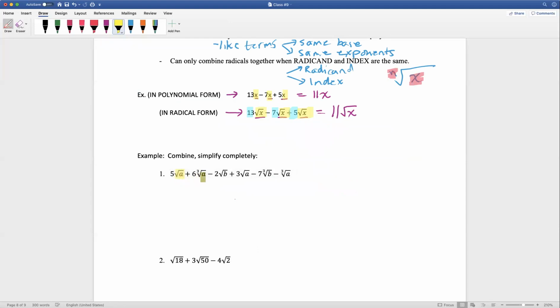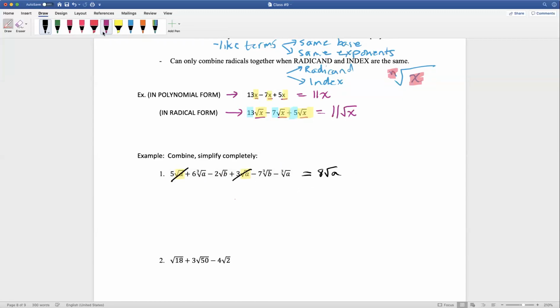So this guy, notice the radicand's the same, but the index isn't. So we can't combine them together. This is the cube root of a. It's different than the square root of a. This guy is a b, so the radicand's different, so we can't combine them. Oh, here we go. We have another square root of a over here. So we can combine these two terms together. Cube root of b is not the same as the square root of a. Cube root of a is not the same as the square root of a. So when we go to combine these guys together, we have 5 square root of a plus 3 square root of a, and that's going to give us 8 square root of a's, right? If you have 5 of something, you add 3 onto it, you're going to have 8 of them all together.